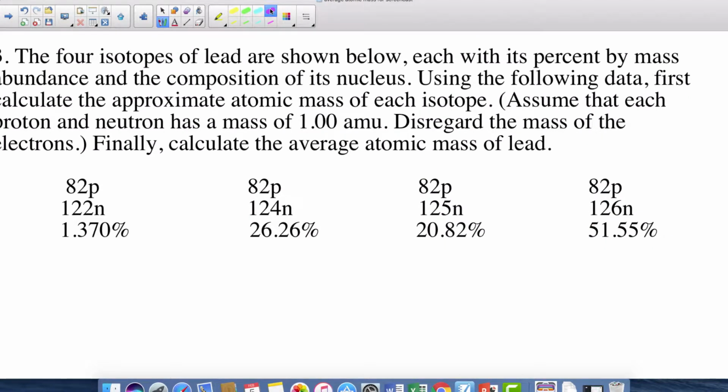This one is slightly different. You have four isotopes for lead. It doesn't give you a number of AMUs. You have to calculate the AMUs. So here is the math that you would do for this isotope, 82 plus 126. Here's the math you do for that isotope, for this isotope, and this isotope.